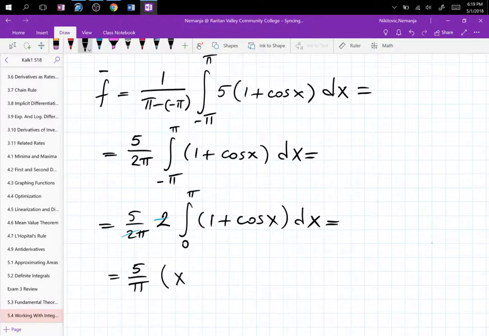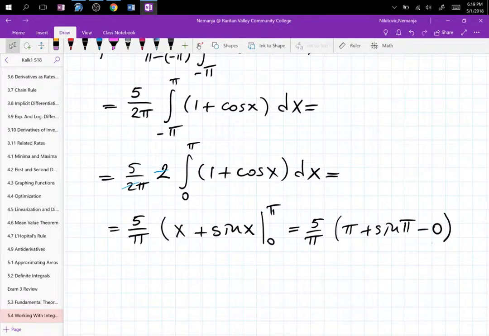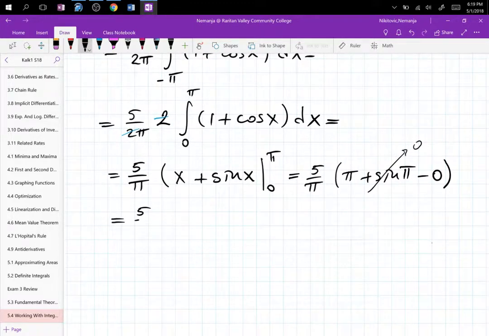Integral of 1 is x. Integral of cosine is sine x. Computed from 0 to pi. So 5 over pi times pi plus sine pi minus big fat 0 for both, right? Because plugging in 0 for x is 0 and sine of 0 is 0, so that's all zeros there. Now sine of pi is also 0. I don't know if you knew that one. You should. So we have 5 over pi times pi. Now they cancel, and you just get 5 at the end.